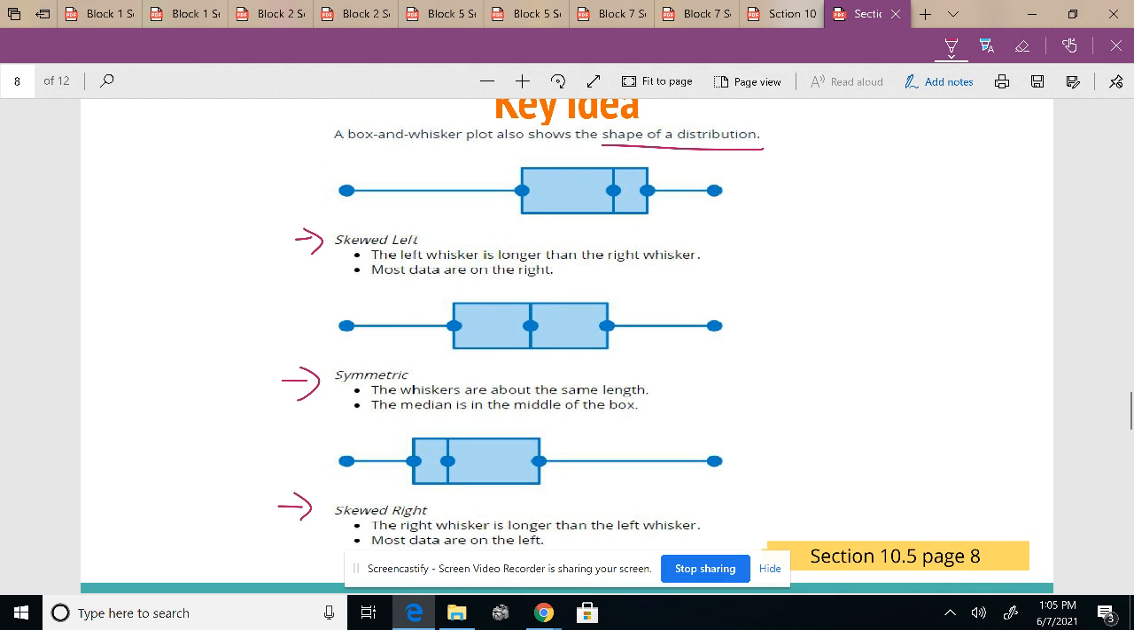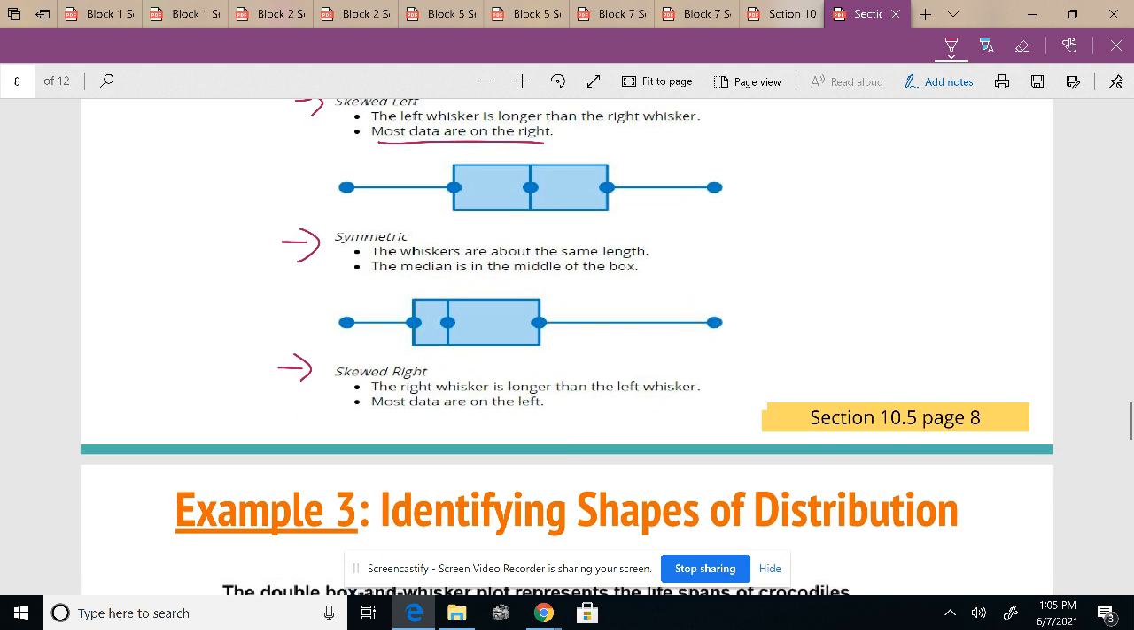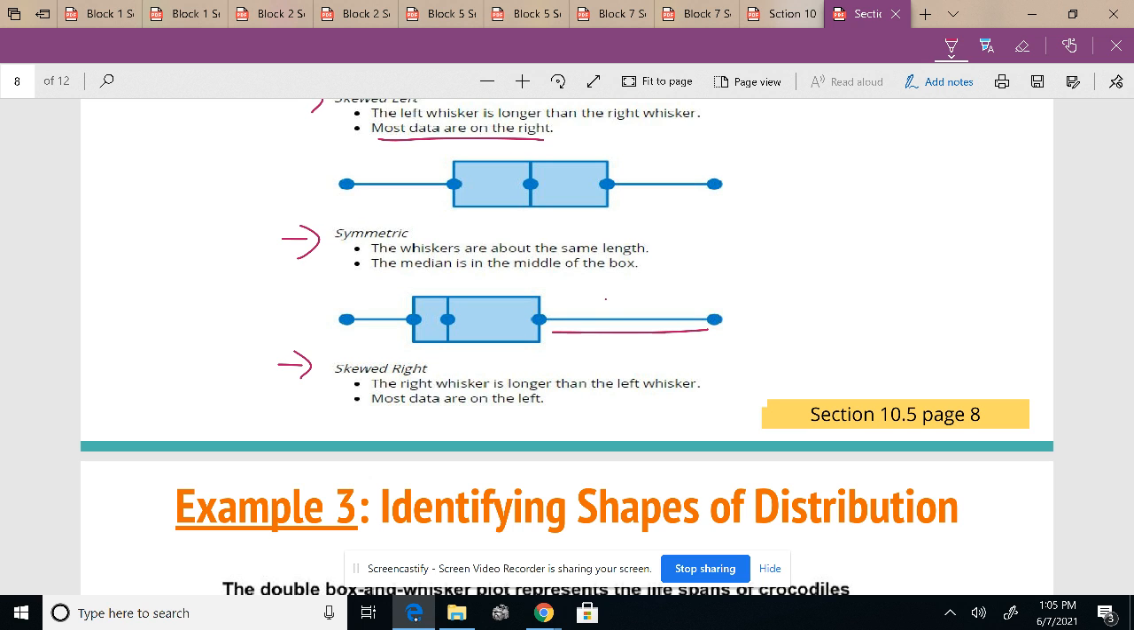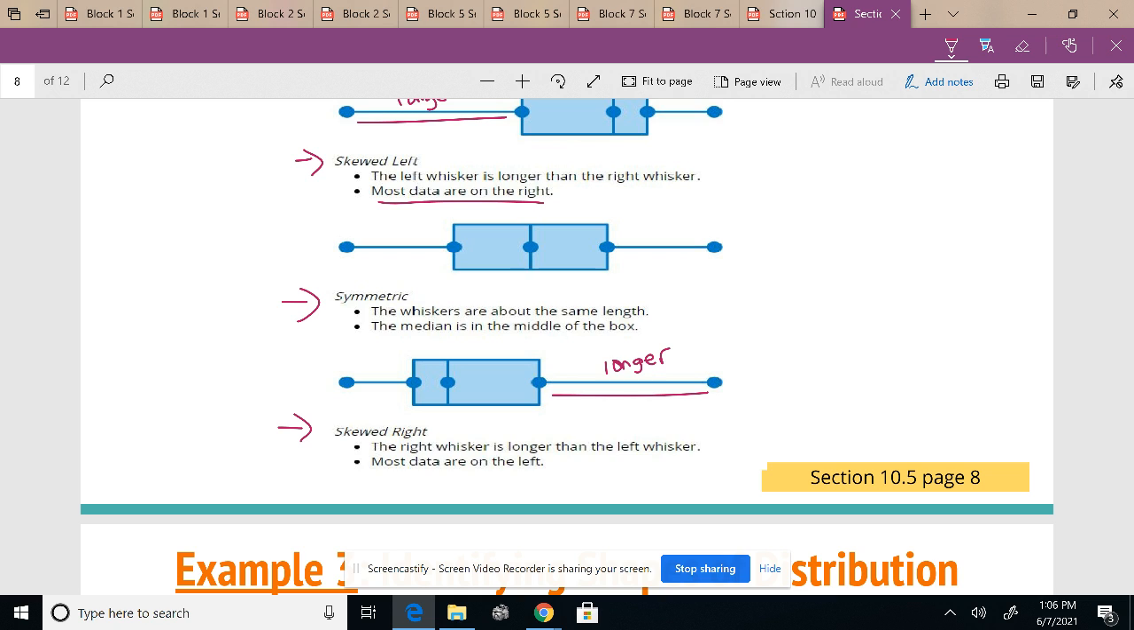So skewed left, the left whisker is longer than the right whisker. So this is longer, okay, for it to be skewed left. Most of the data is on the right, okay? For it to be skewed right, the right whisker needs to be longer than the left whisker, and most of the data is on the left. And obviously the symmetric, the whiskers are about the same, okay? And the median is in the middle of the box. See how it's in the middle? Okay.